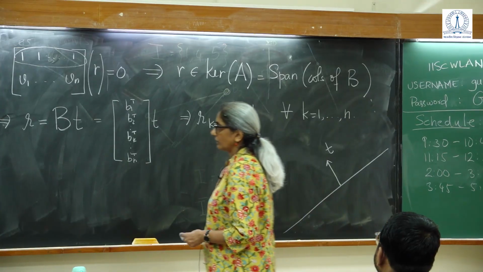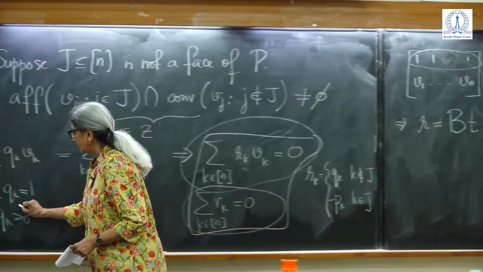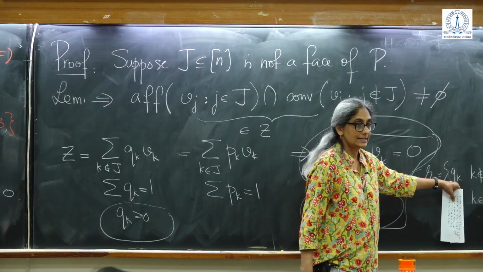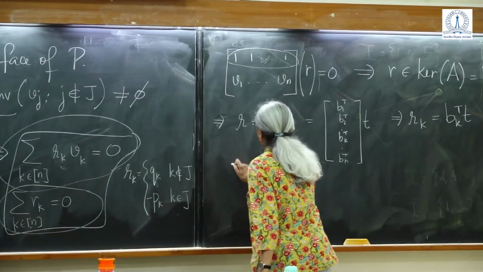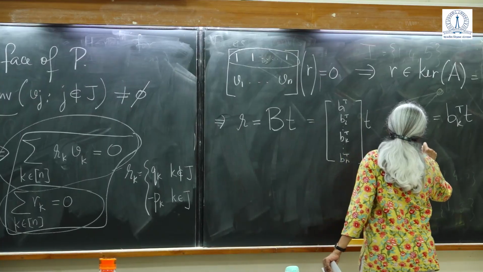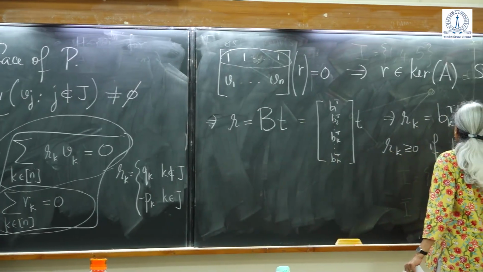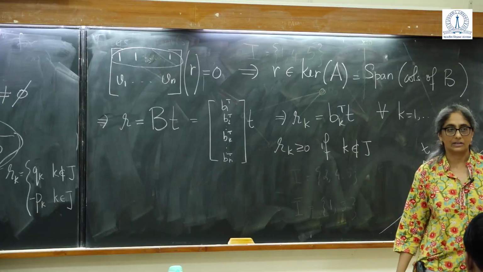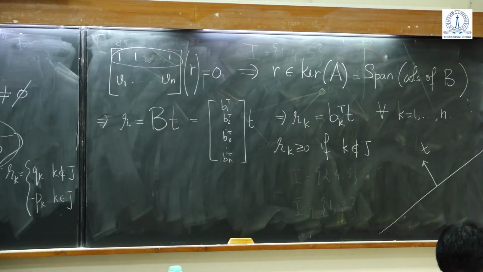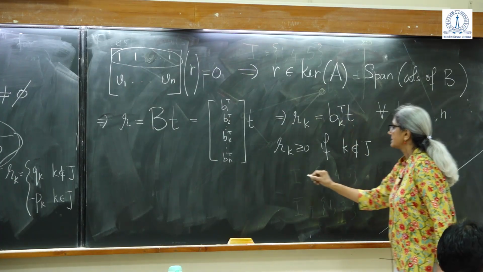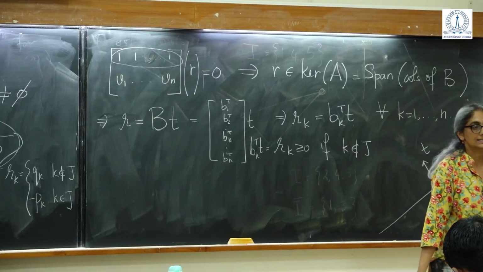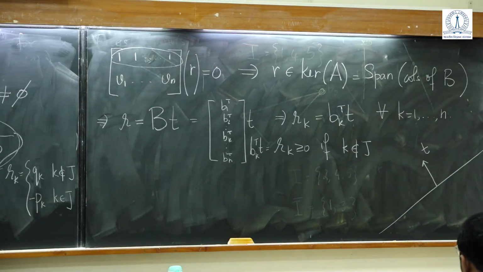Some other things I know is that, remember, these QKs are non-negative, right? And some of the RKs are QKs, right? So what we know from there is that RK is greater than or equal to 0 if K is not in J. So that means these BK transpose T's, since this is exactly BK transpose T, are non-negative when K is not in J, right?